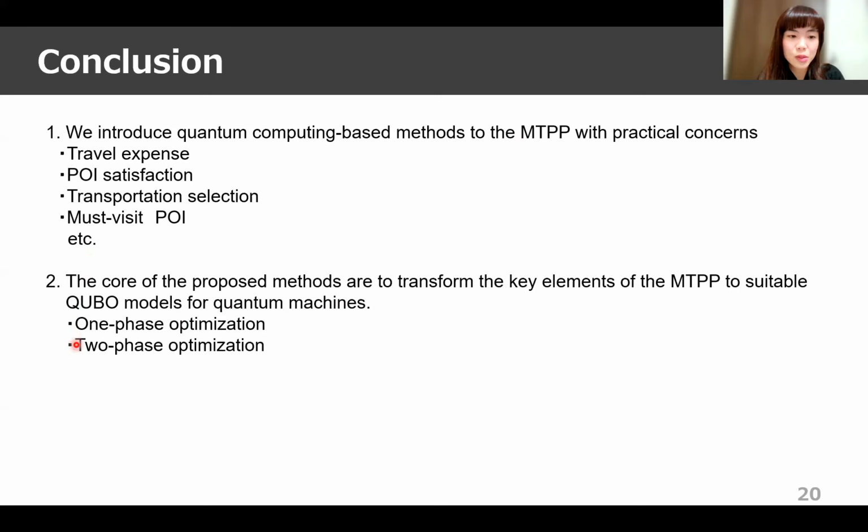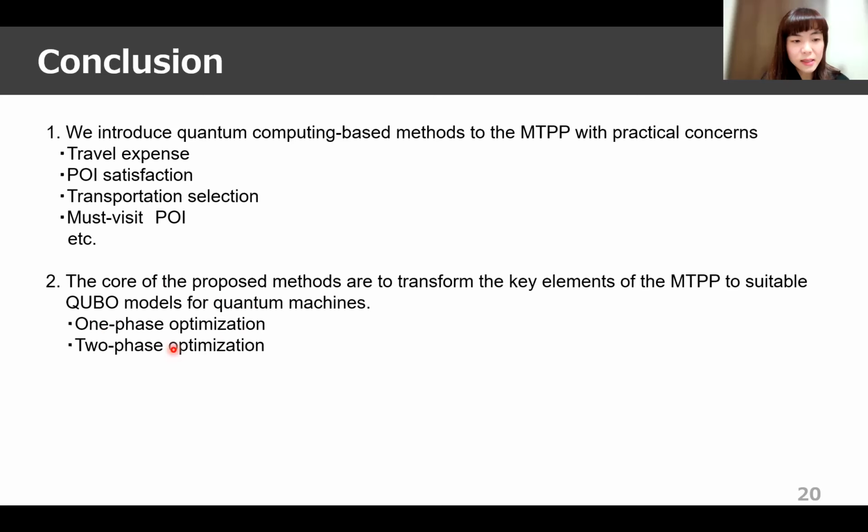And here we propose two kinds of optimization strategies. For the one-phase strategy, if the number of constraints and objectives is not that large, one phase will be totally enough for solving the MTPP of small size or with a smaller number of constraints and objectives. However, if you would like to include more constraints and objectives, it is better to use two-phase optimization instead of using one.